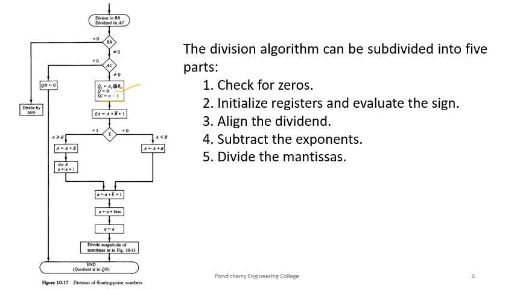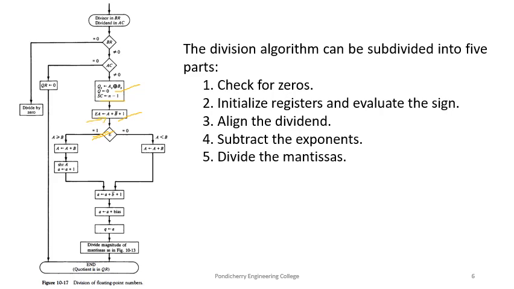You are familiar with this, right? We just subtract B from A, A minus B, and check the end carry. If it is 1, we know A is greater than or equal to B. If it is 0, A is less than B. So if A is greater than or equal to B, then we have to do this dividend alignment. What is that? We have to shift right the A content and increment the exponent.